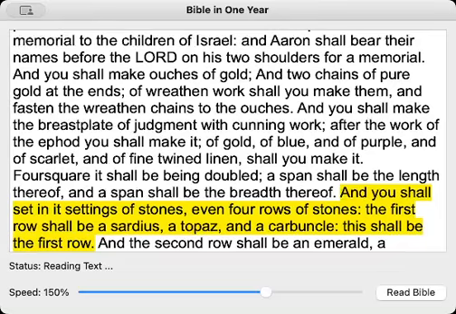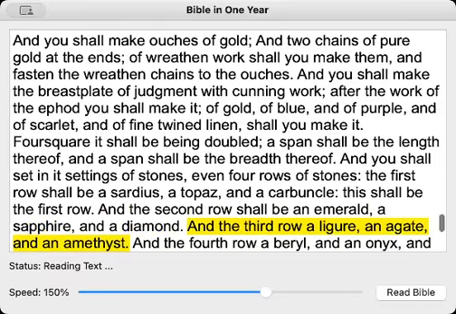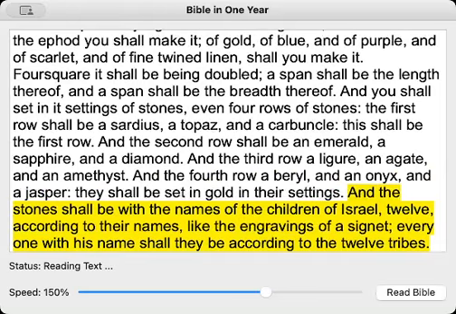The first row shall be a sardius, a topaz, and a carbuncle. This shall be the first row. And the second row shall be an emerald, a sapphire, and a diamond. And the third row a ligure, an agate, and an amethyst. And the fourth row a beryl, and an onyx, and a jasper. They shall be set in gold in their settings. And the stones shall be with the names of the children of Israel, twelve, according to their names, like the engravings of a signet. Every one with his name shall they be according to the twelve tribes.